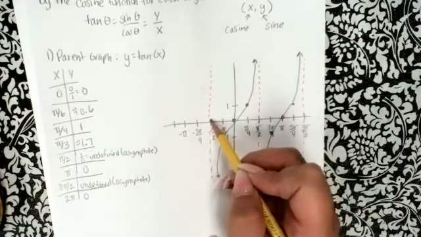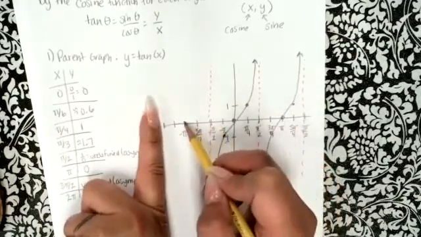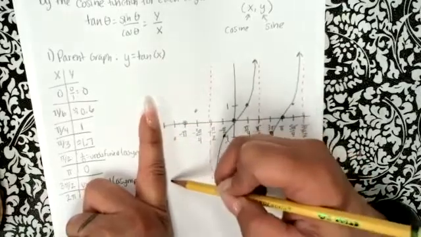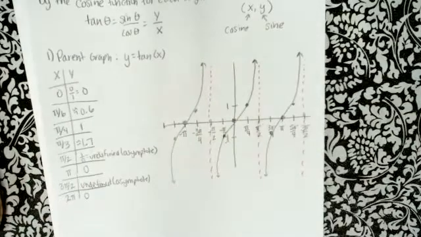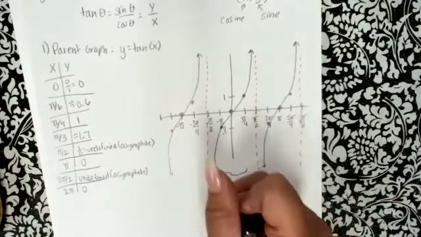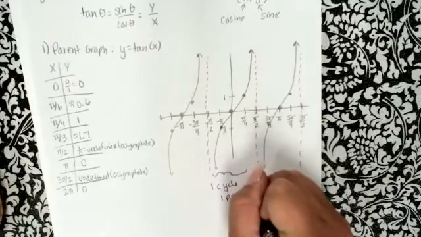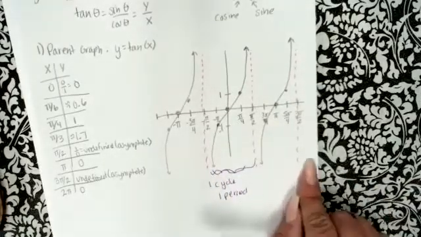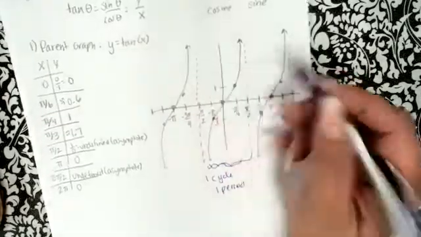Same here. If I cross 4 notches, 1, 2, 3, 4, there's going to be an asymptote right here. It's going to cross in the middle, over 1, up 1, over 1, down 1. This is actually 3 cycles here. This right here is one cycle or 1 period. That's 1 period. This is another period. This is another period.